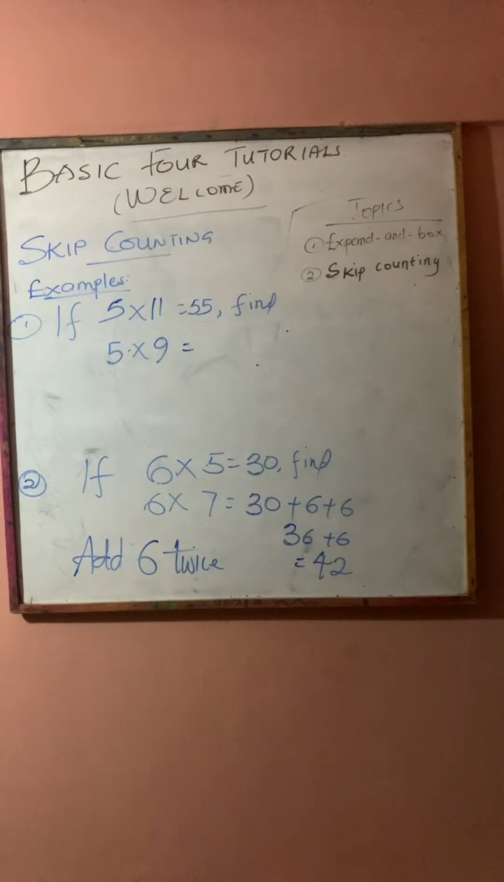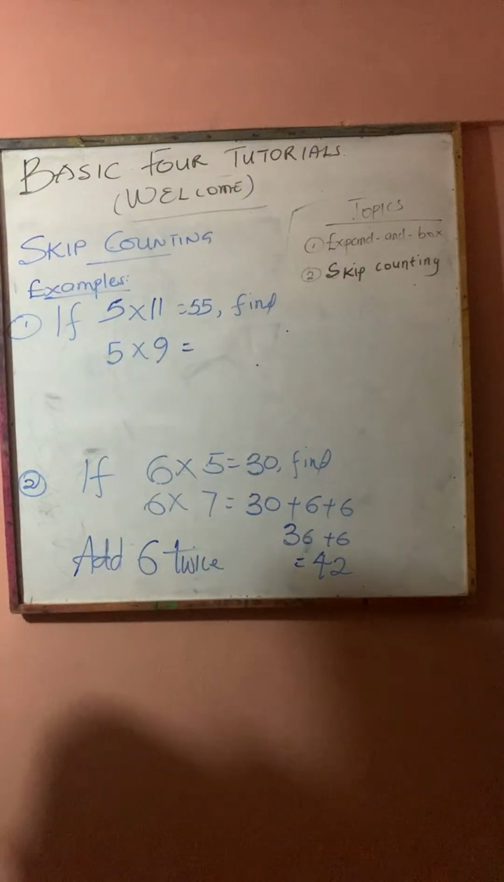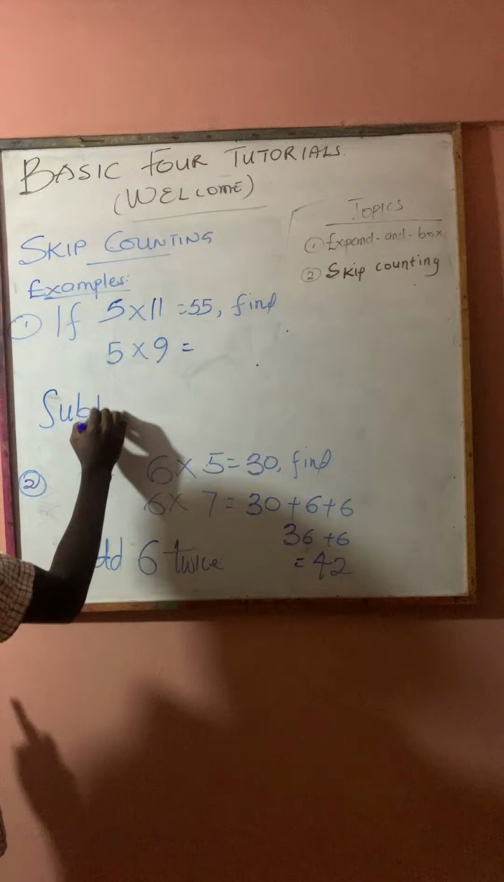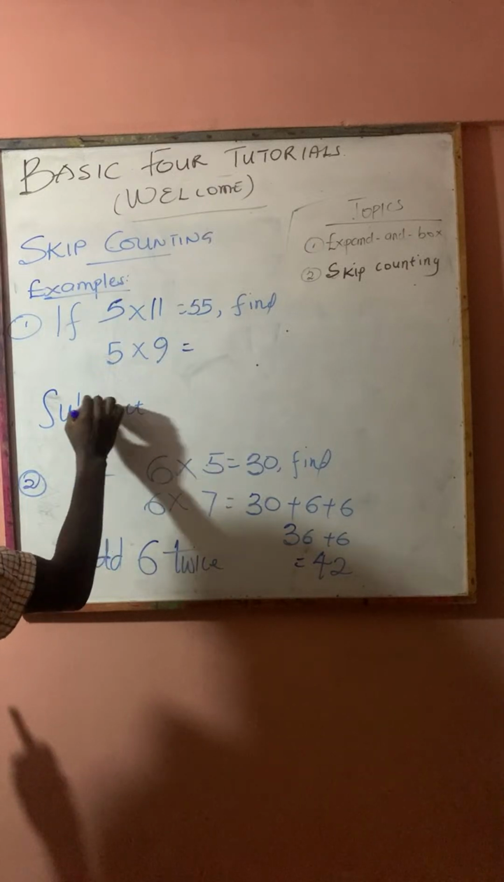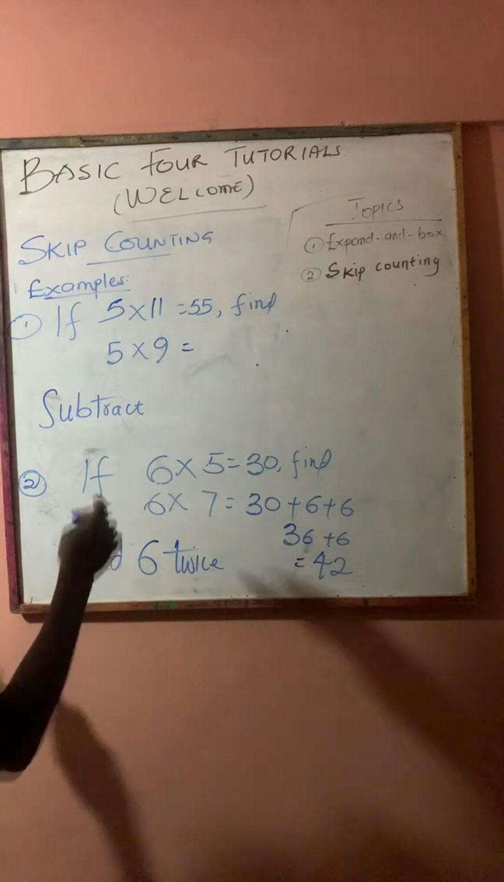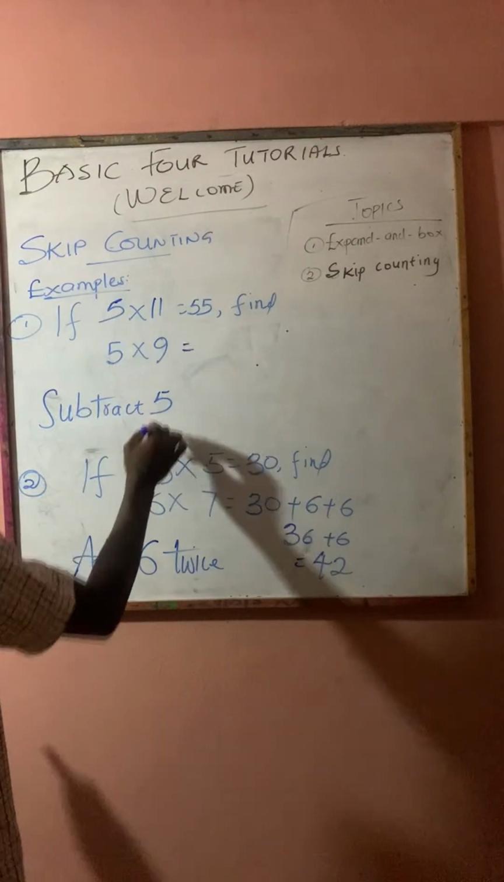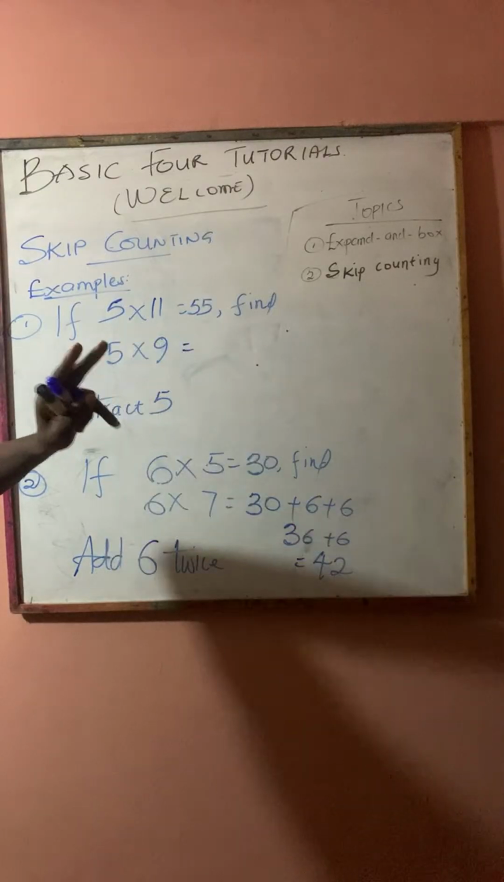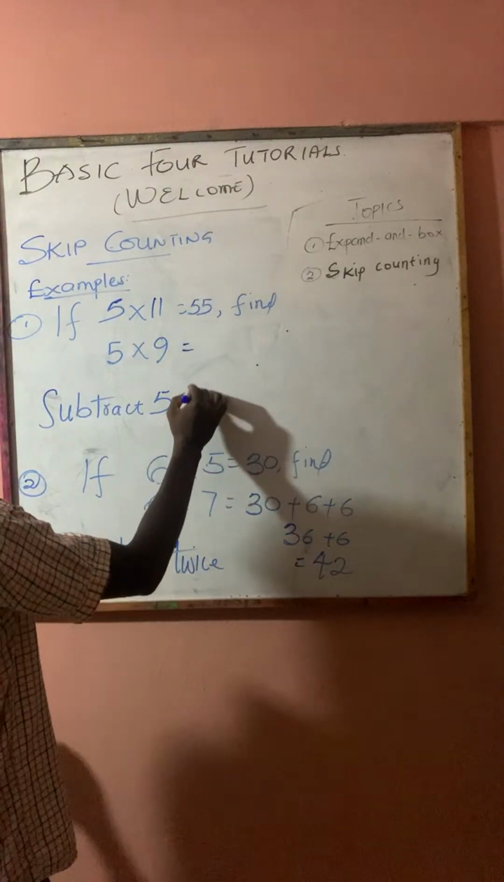All right, so what next? To subtract. Good, you're going to subtract. If you are doing less, you are going to subtract, okay? So we subtract. What's the common number here? The common number here is 5, so we subtract 5. And the difference between 11 and 9 here is 2. So we subtract 5 twice.